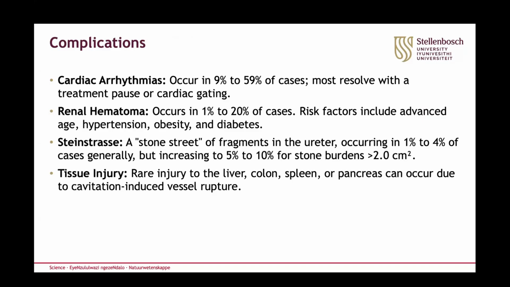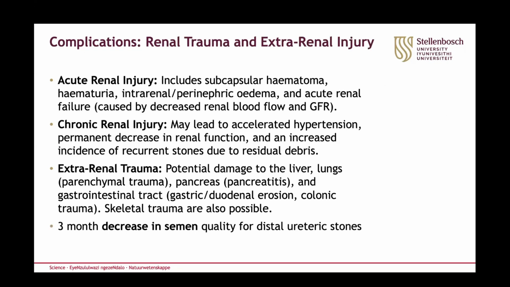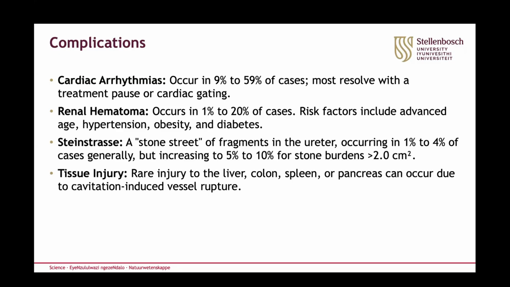Looking at potential complications for ESWL, cardiac arrhythmias occur in about 9 to 59% of cases. Most of these are treated by temporary pause or by cardiac gating. Renal hematomas occur anywhere between 1 and 20% of cases. Risk factors include advanced age, hypertension, obesity, as well as diabetes. Steinstrasse, or stone street, or fragmentation in the ureter, can occur normally between 1 to 4% of cases, but increase to between 5 to 10% if the stone burden exceeds 2 centimeters.